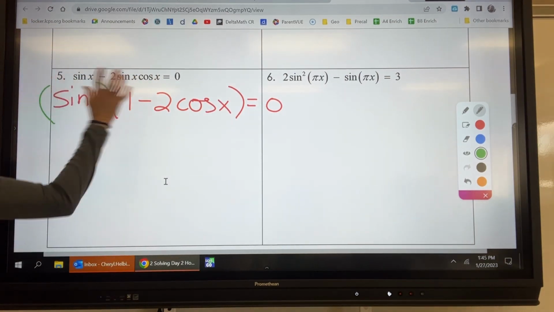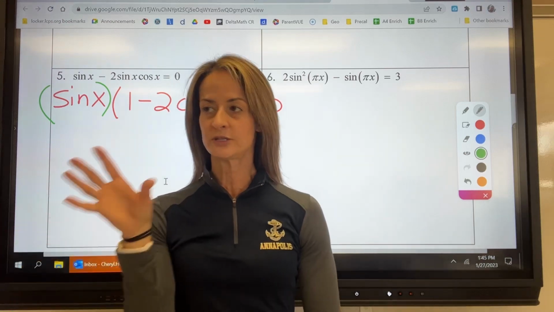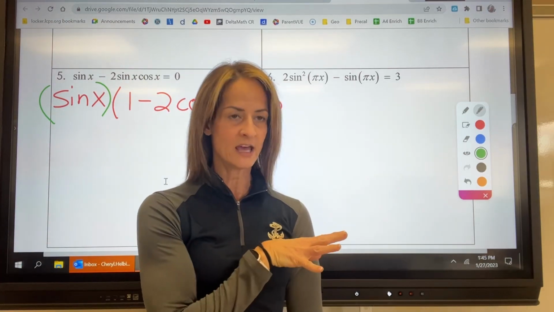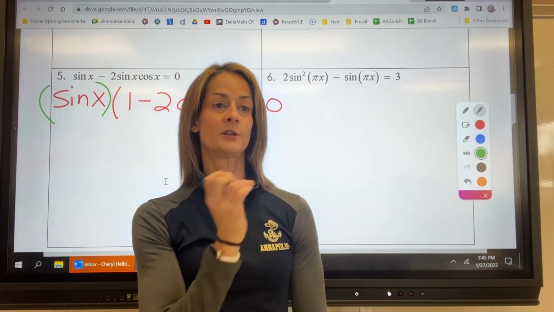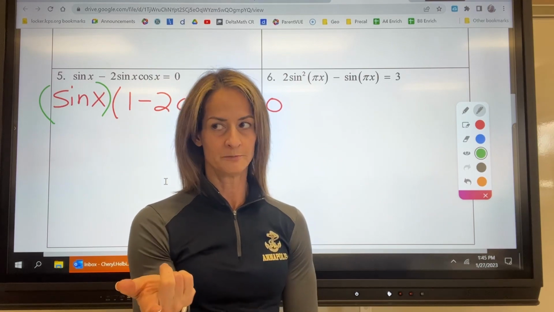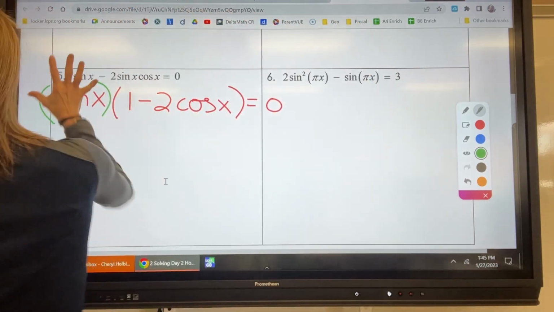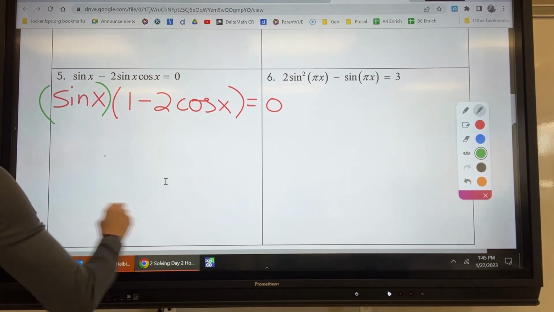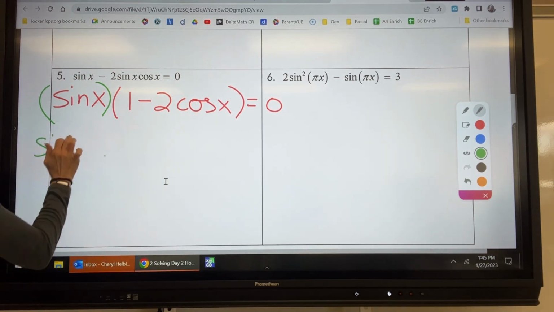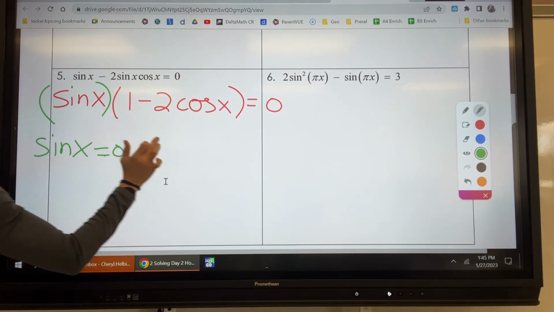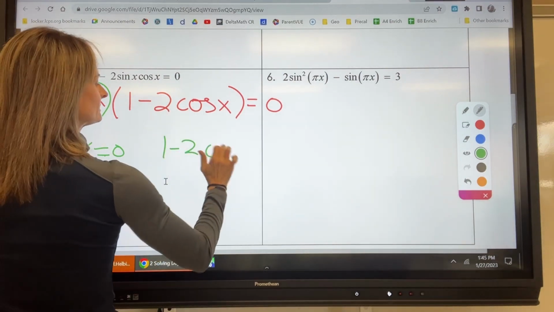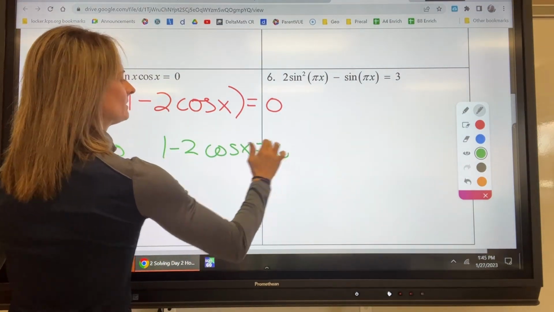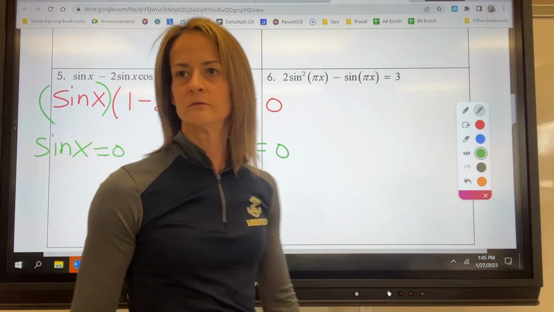So we're going to set each of these numbers separately equal to 0 and see what we could get for a solution. That's called the zero product property. It's from Algebra 1. So we're going to set each of these factors equal to 0 separately. So we have sine of x equals 0 and 1 minus 2 cosine of x equals 0.